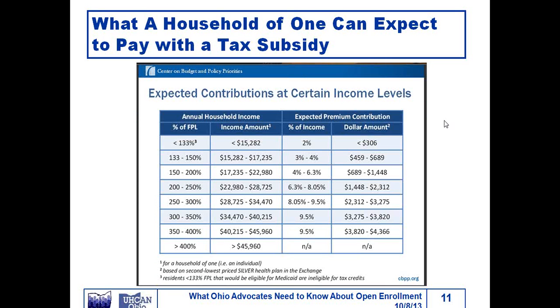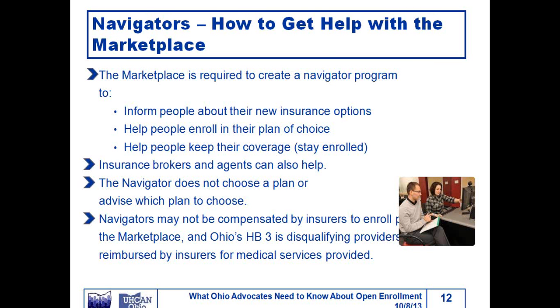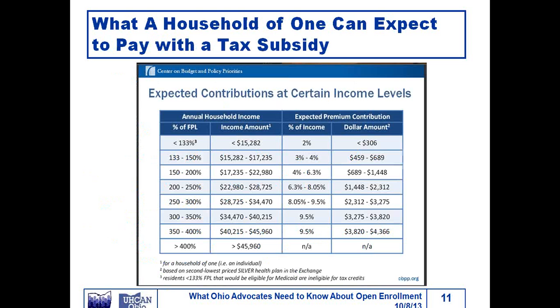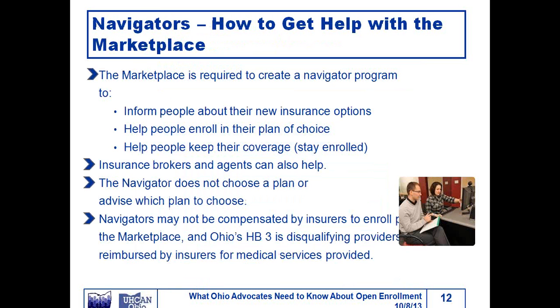This particular slide gives you an idea of what people are expected to pay for their share of the premium. For someone who's between 100 and 133% of the poverty level, they're expected to pay 2% of their income for their share of premium, and then the federal government will pay the remainder. And it continues to escalate until it gets up to 9.5% at the top of the subsidy eligibility level, which is 400% of the poverty level.